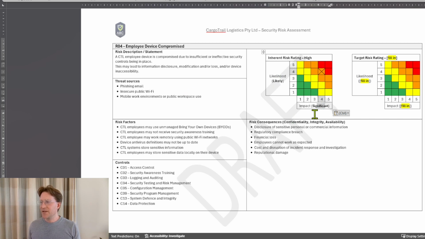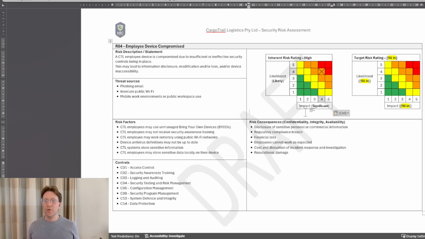The impact is then going to be significant since we're only talking about the employee's laptop itself. That laptop could have sensitive information stored on it on the device instead of being in the cloud, for example. And so that information is therefore potentially going to be disclosed.